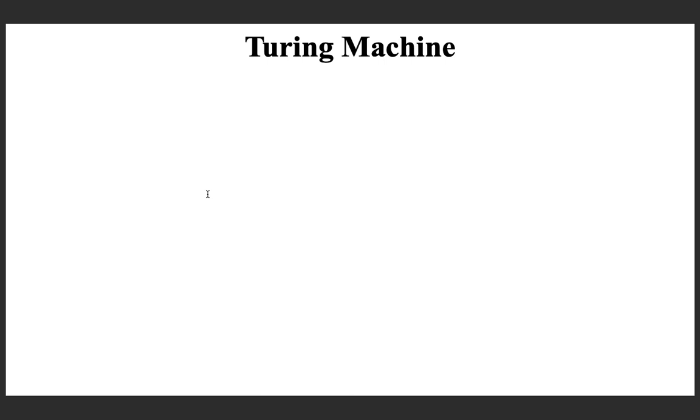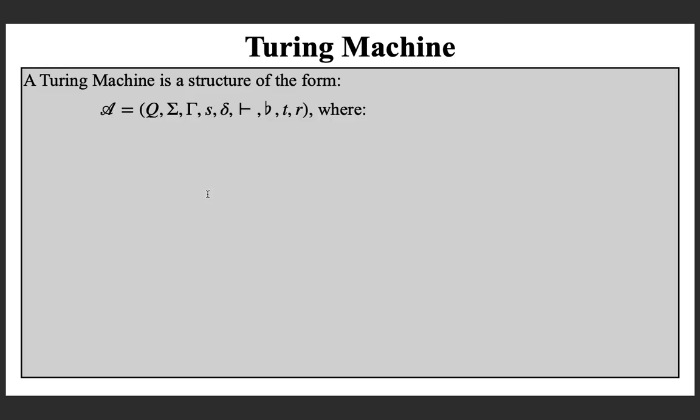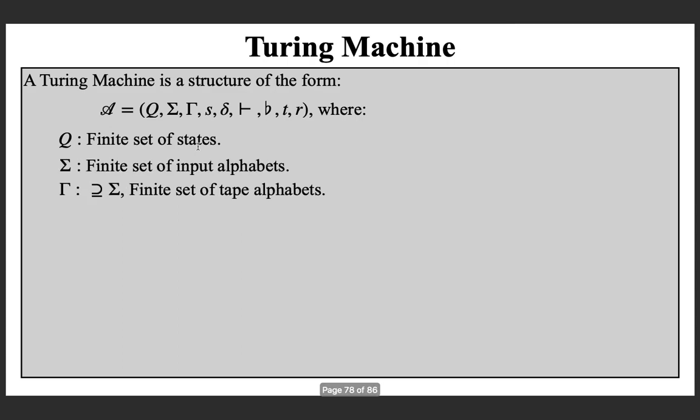Now we have enough information collected to formally define what a Turing machine is. It is a structure with 10 components. Q is the finite set of states, sigma the finite set of input alphabets, gamma the finite set of tape alphabets, where each input alphabet is also a tape alphabet, because the input is also getting stored in the tape. There is a unique state called the start state.